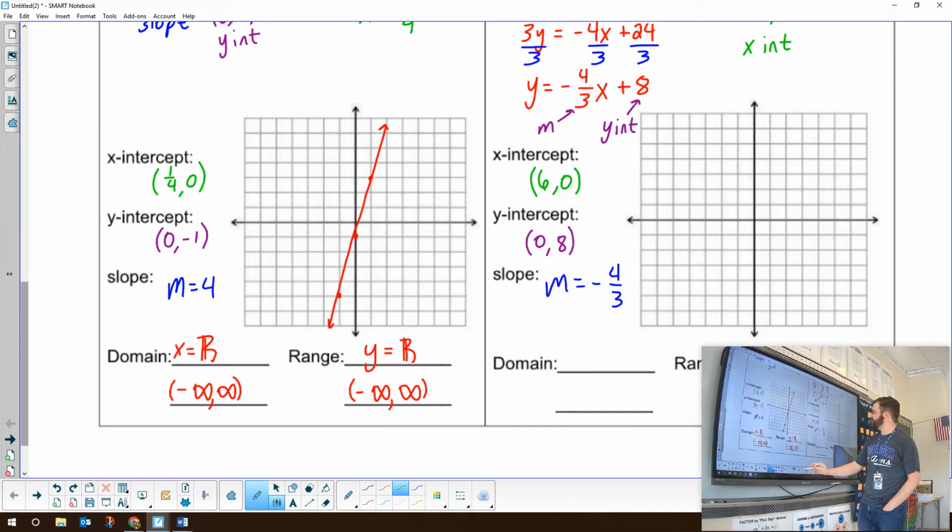So I'm going to go ahead and graph both of my intercepts. My y-intercept is 0, 8. 1, 2, 3, 4, 5, 6, 7, 8. So it's like up here, just off the graph. My x-intercept is going to be at 6, 0. 1, 2, 3, 4, 5, 6, right there.